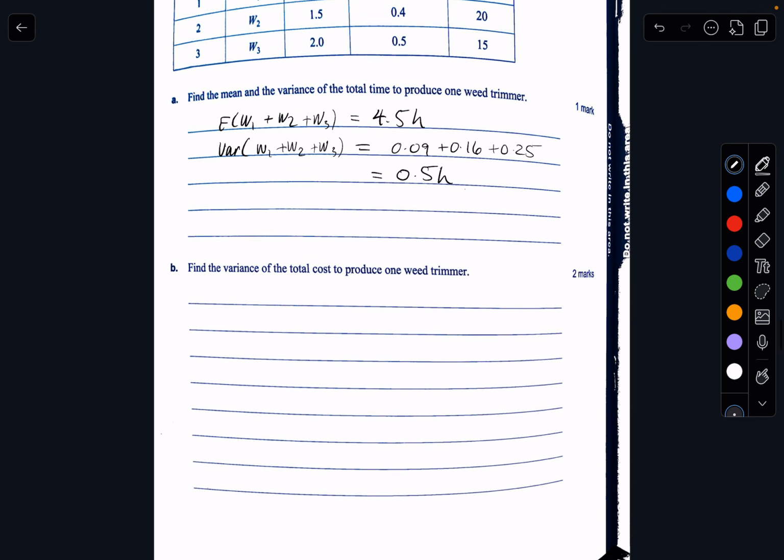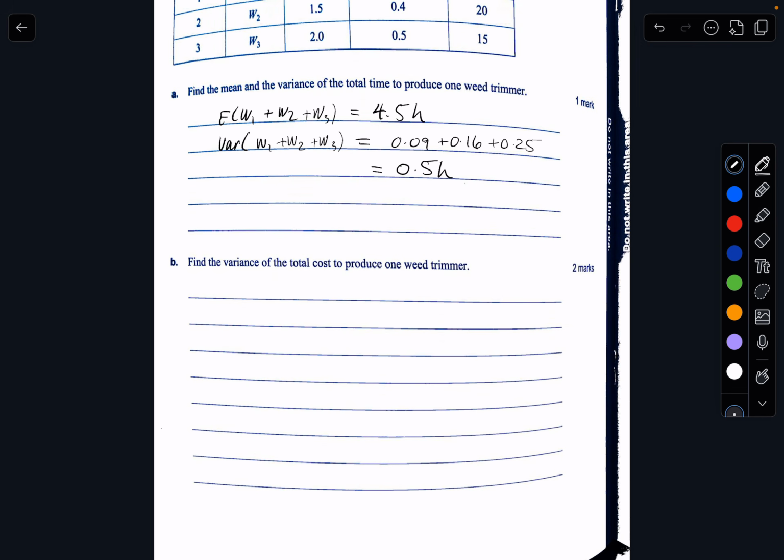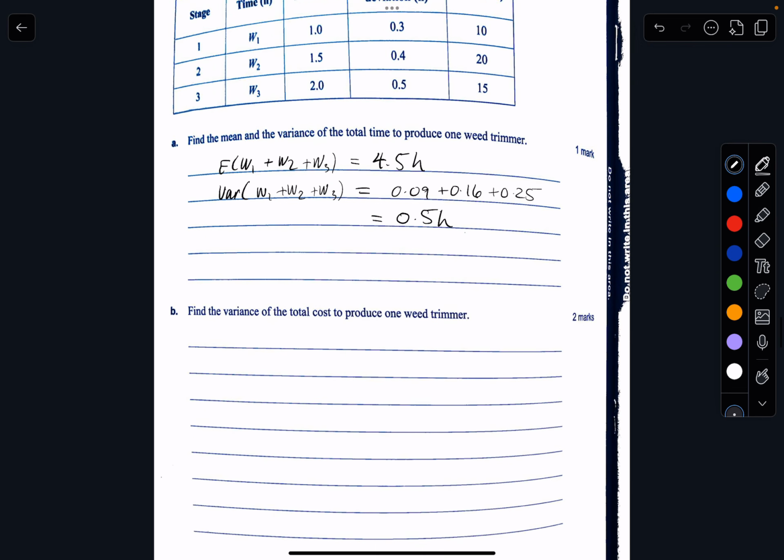Okay. Find the variance of the total cost to produce. Okay. Variance of the total cost.